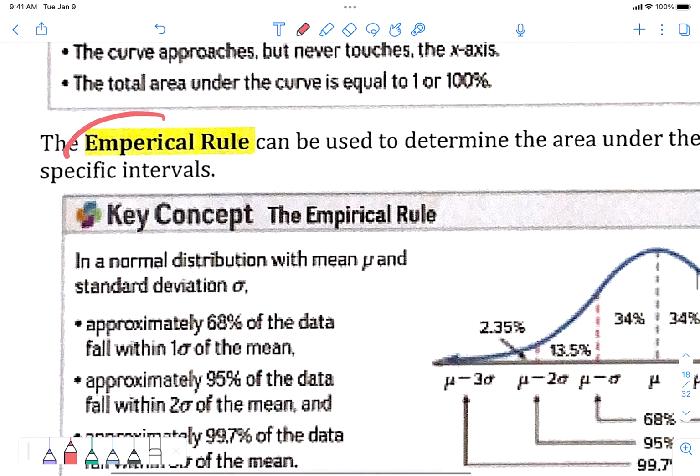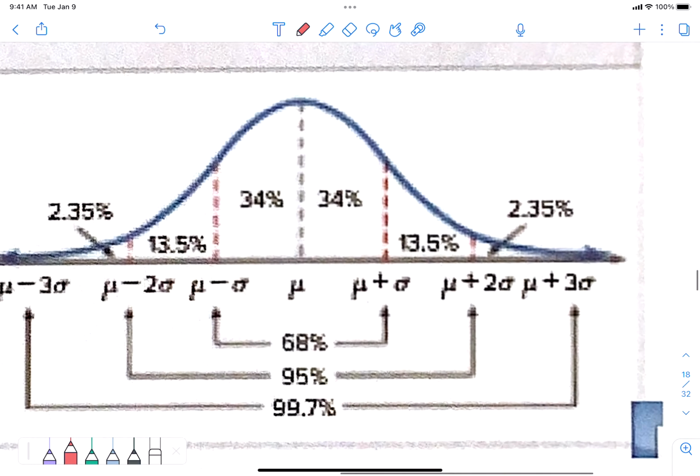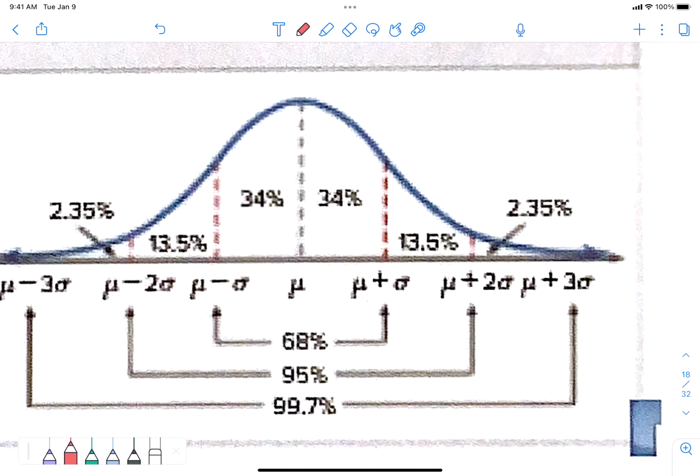There's something called the empirical rule. So what I want you to do is take out that second sheet that says the empirical rule. It kind of looks like this, with a little bit of a difference. The one on your notes says 2.35. We're going to round that to 2.4%. That's how your empirical rule does on that sheet, so you don't have to change anything on the big sheet.